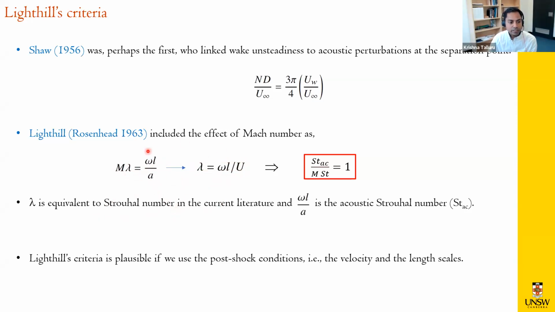But what we can see is, if I replace lambda by the Strouhal number, and omega L by A, which is the acoustic Strouhal number, Lighthill's criterion says that the acoustic analogy works when the ratio of these two is equal to 1. So this is an analytical result, and we will apply this result against the experimental data and see whether they actually agree or satisfy this criterion. And we will see which velocity and length scales actually satisfy this.